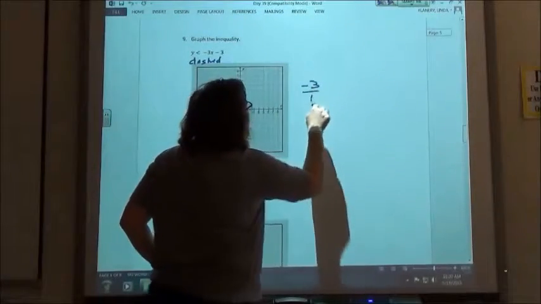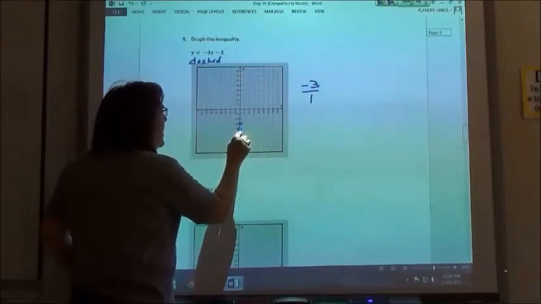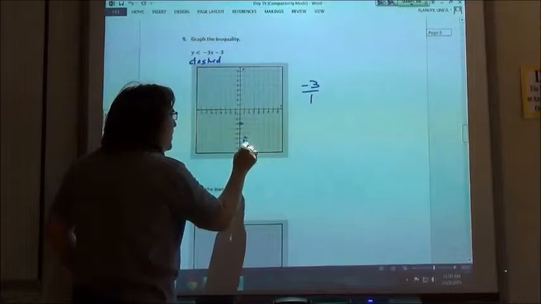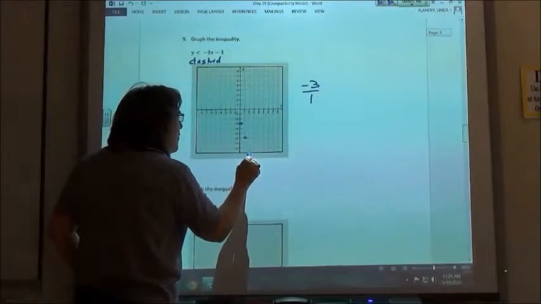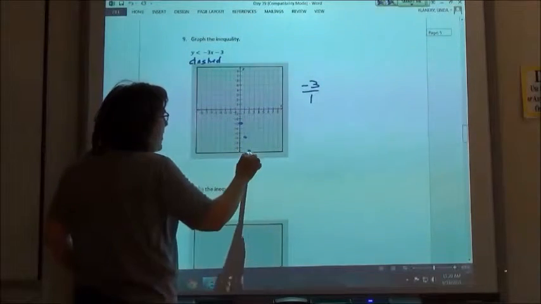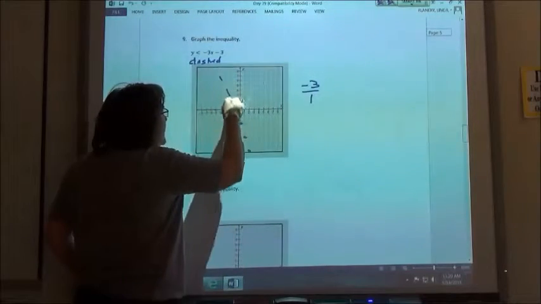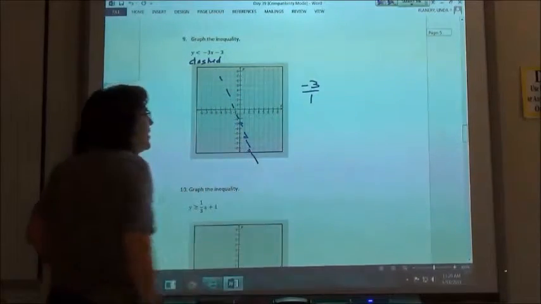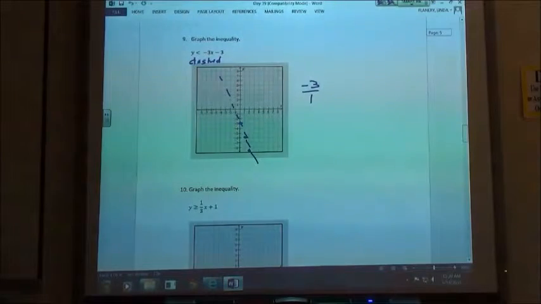So negative 3 over 1. Down 3, 1, 2, 3, over 1. Down 1, 2, 3, over 1. I then can draw my line. I'm just going to go ahead and make this a dashed line to begin with. You know, on Alex, you have to draw it solid, but change it to a dashed line.